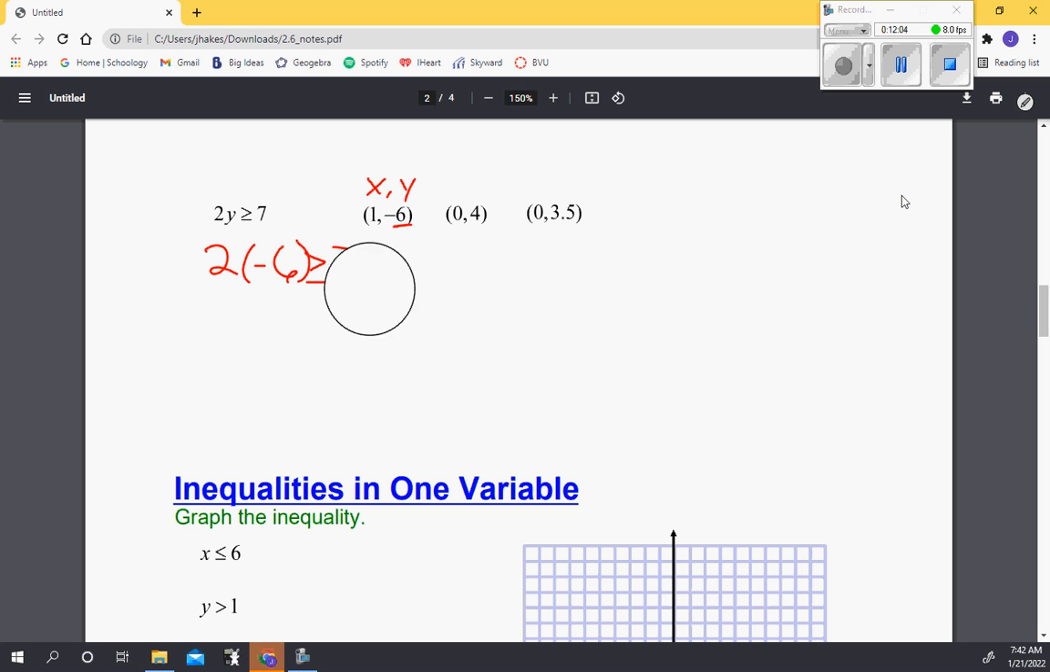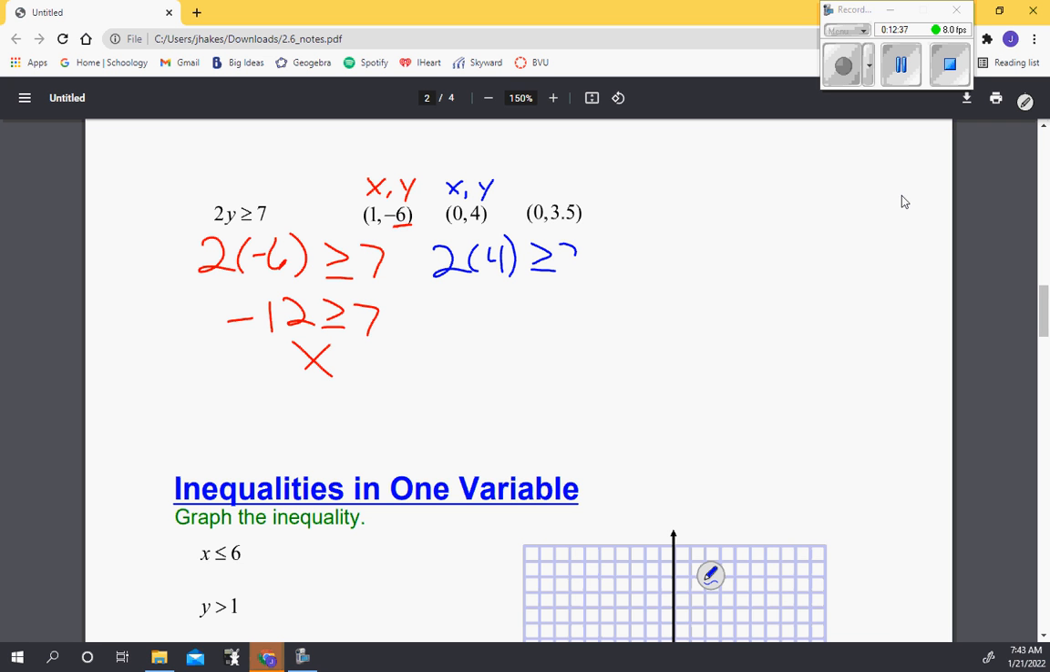Oh, that's ugly. I'll rewrite that. My apologies. 2 times negative 6 is greater than or equal to 7. What's 2 times negative 6? It's negative 12. Is negative 12 greater than or equal to 7? The answer is no. Negative 12 is not greater than or equal to 7. Next, we're going to try 0, 4. This is x comma y. All we care about is the y. 2 times 4 is 8. Is that greater than or equal to 7? Yes. 8 is bigger than 7.